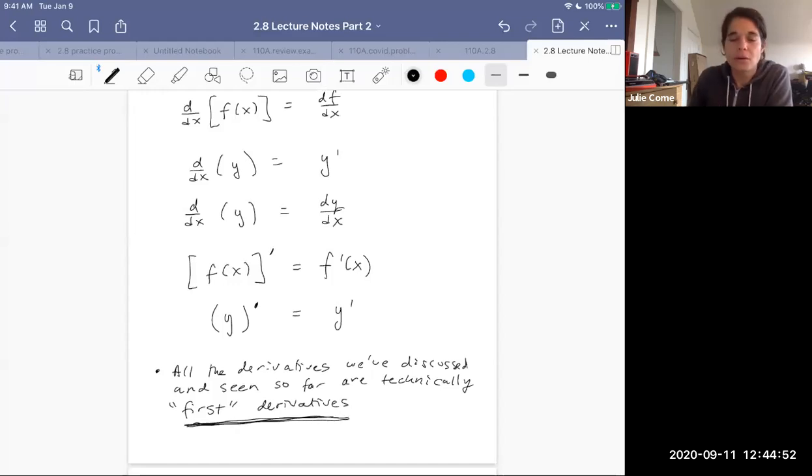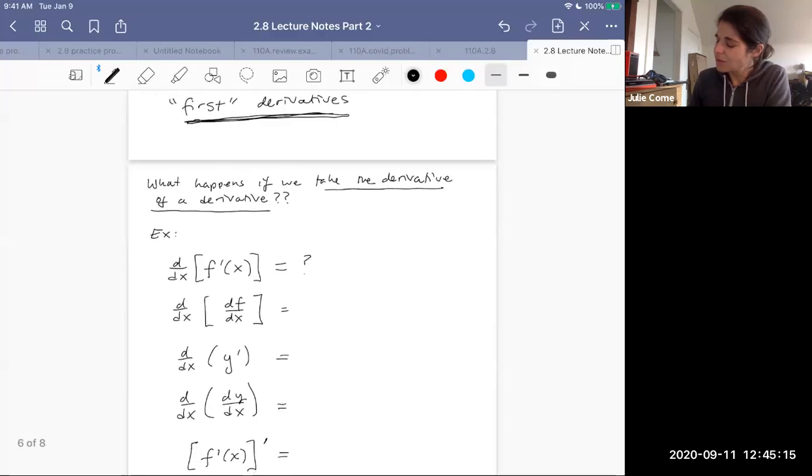But we do, of course, have what are called higher order derivatives. We have second derivatives, third derivatives, fourth derivatives, as far as your imagination can go. And when we're talking about one of those higher order derivatives, we have to indicate what order derivative we're actually referring to. So let's take a look at it.